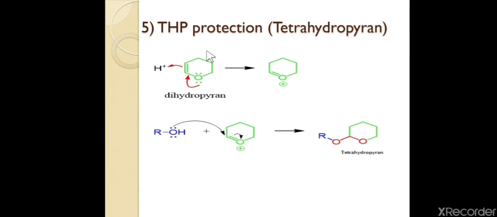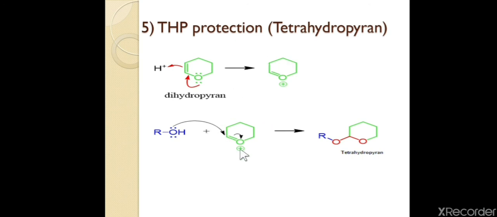Now let's go for the last protection group, that is the THP protection, or tetrahydropyran. It is a very simple functional group or protection group. We have this dihydropyran for the protection. So what is dihydro? We have extra 2 hydrogens in this molecule, so this is a dihydro, only one double bond over here.